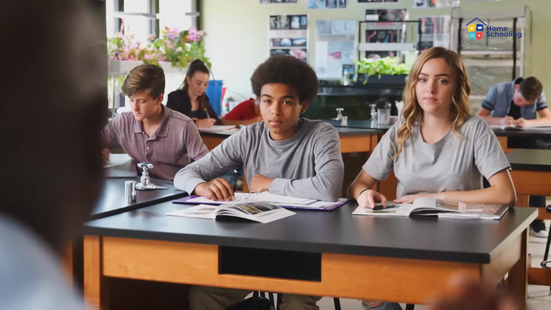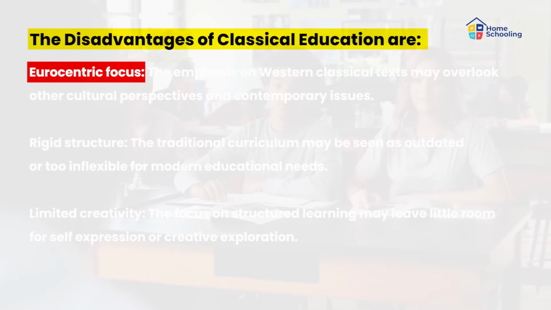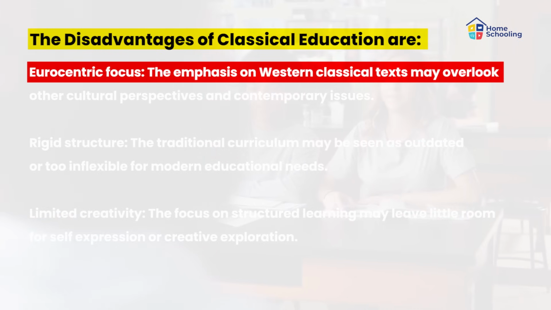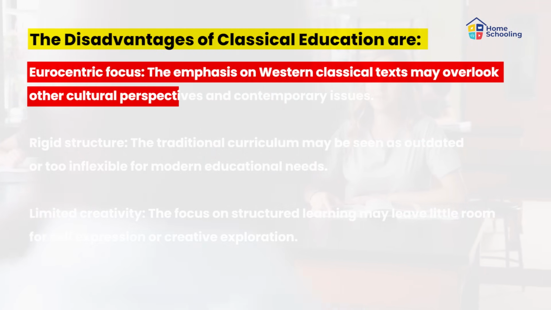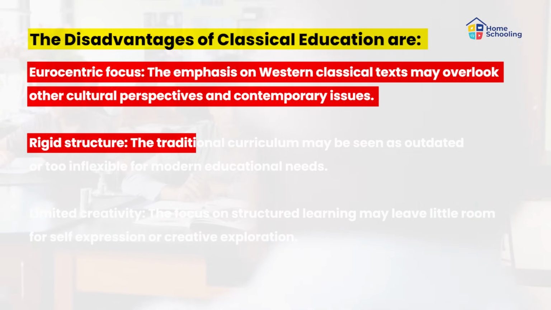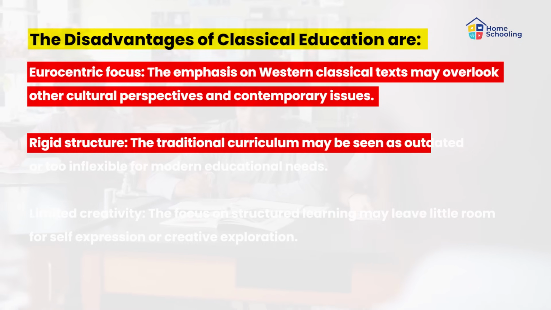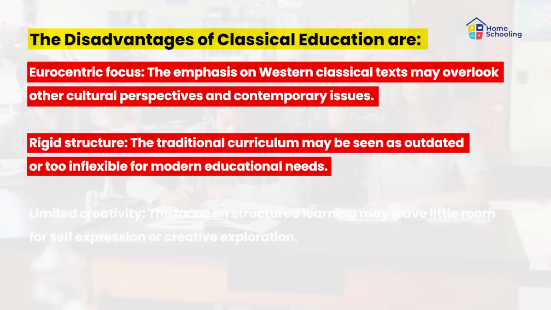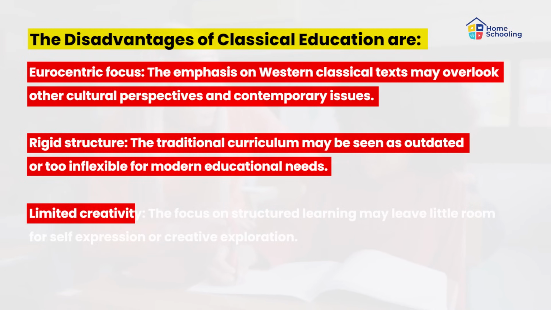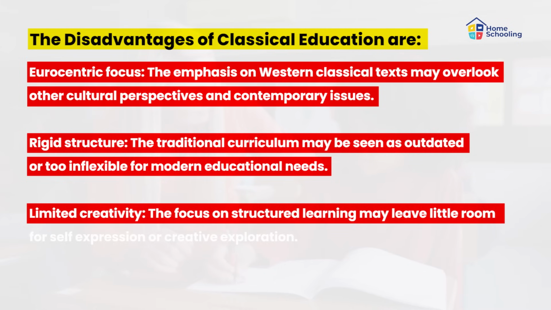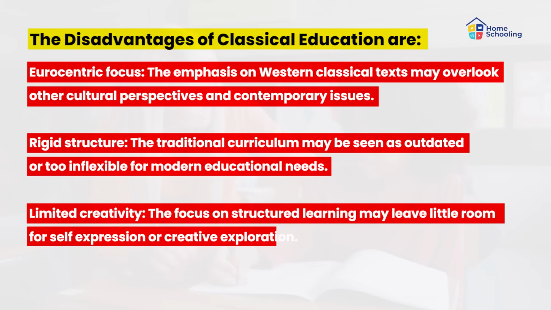The disadvantages of classical education are Eurocentric focus. The emphasis on Western classical texts may overlook other cultural perspectives and contemporary issues. Rigid structure. The traditional curriculum may be seen as outdated or too inflexible for modern educational needs. Limited creativity. The focus on structured learning may leave little room for self-expression or creative exploration.